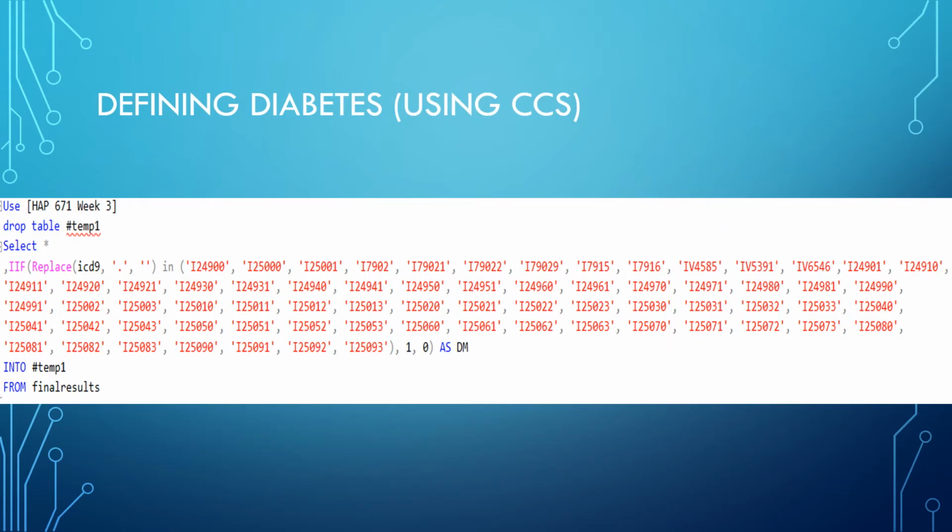To define diabetes, the Clinical Classification Software, CCS, was used to group ICD-9 diagnosis codes. The diagnoses shown in the screenshot were all considered, quote, diabetes mellitus without complication and diabetes mellitus with complication.